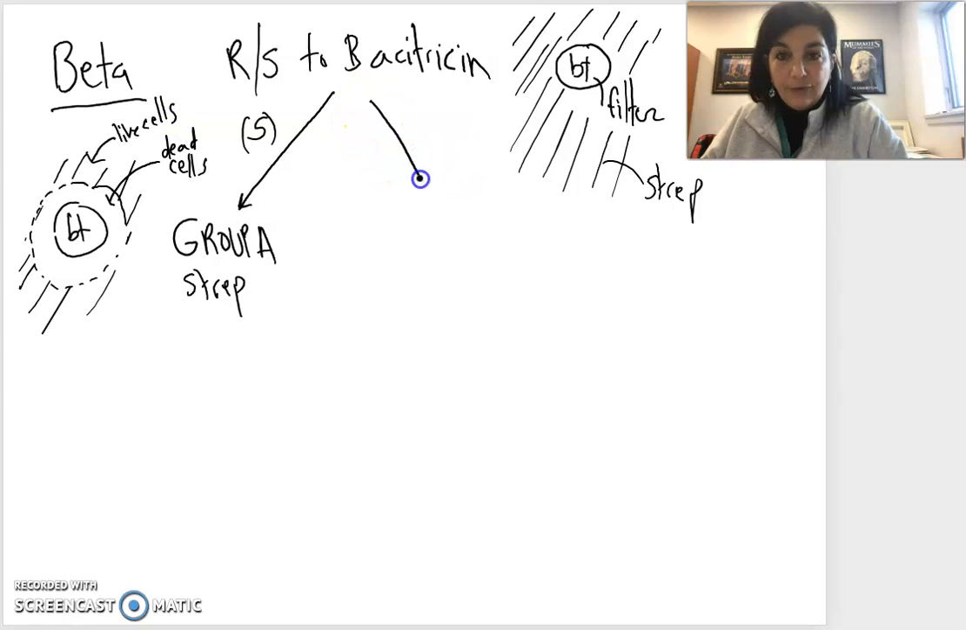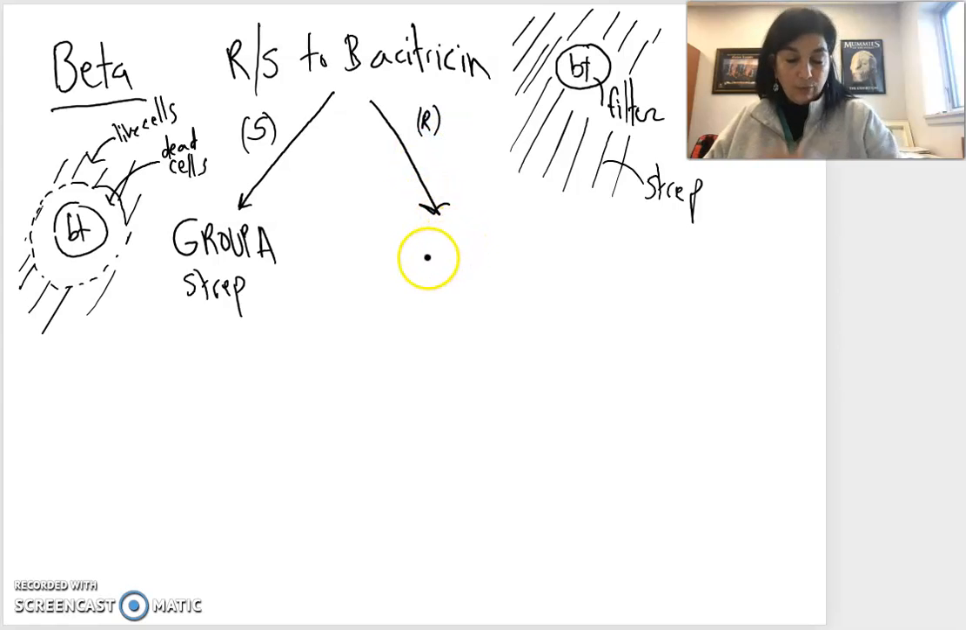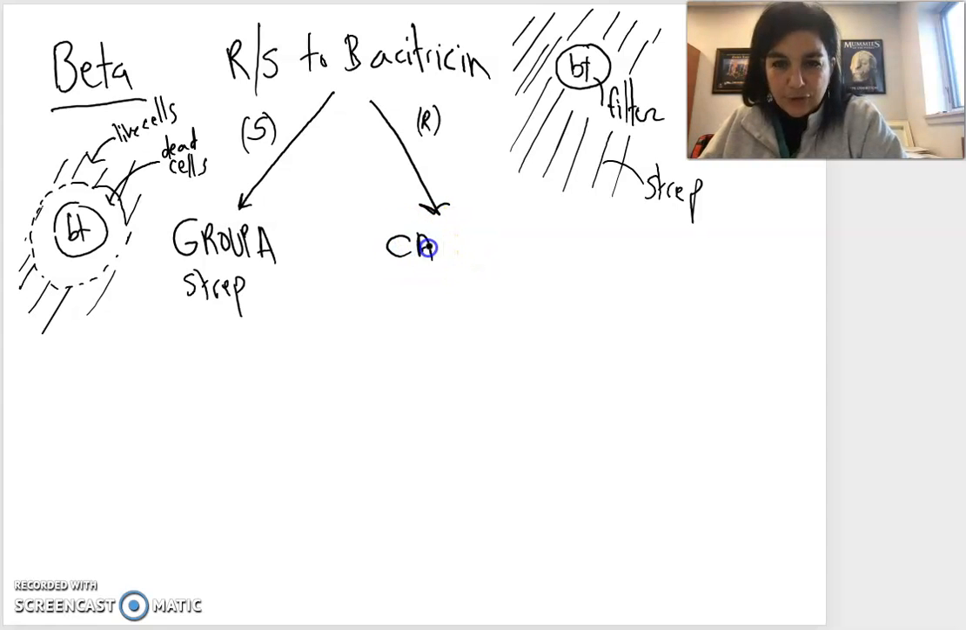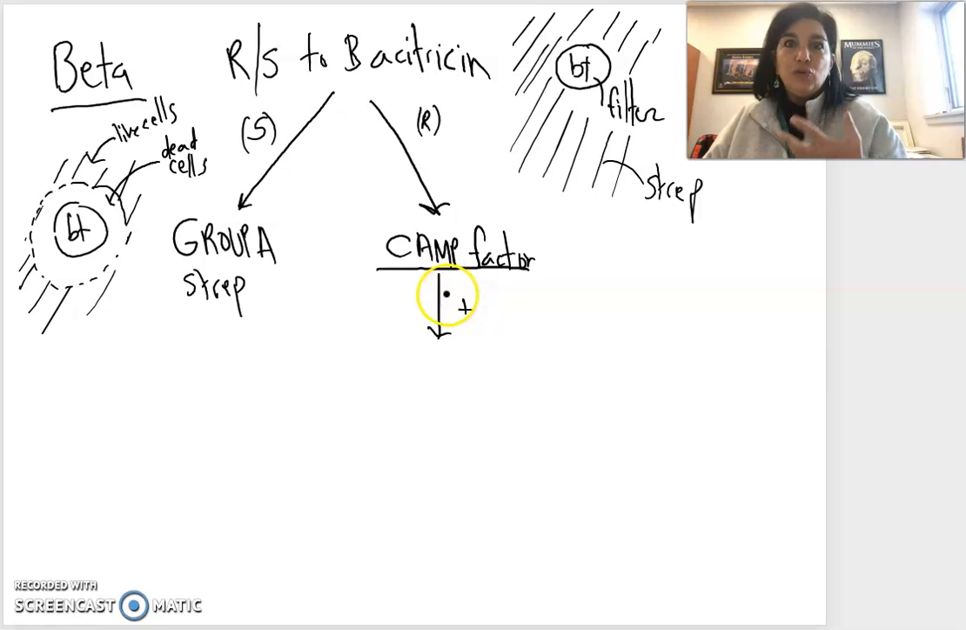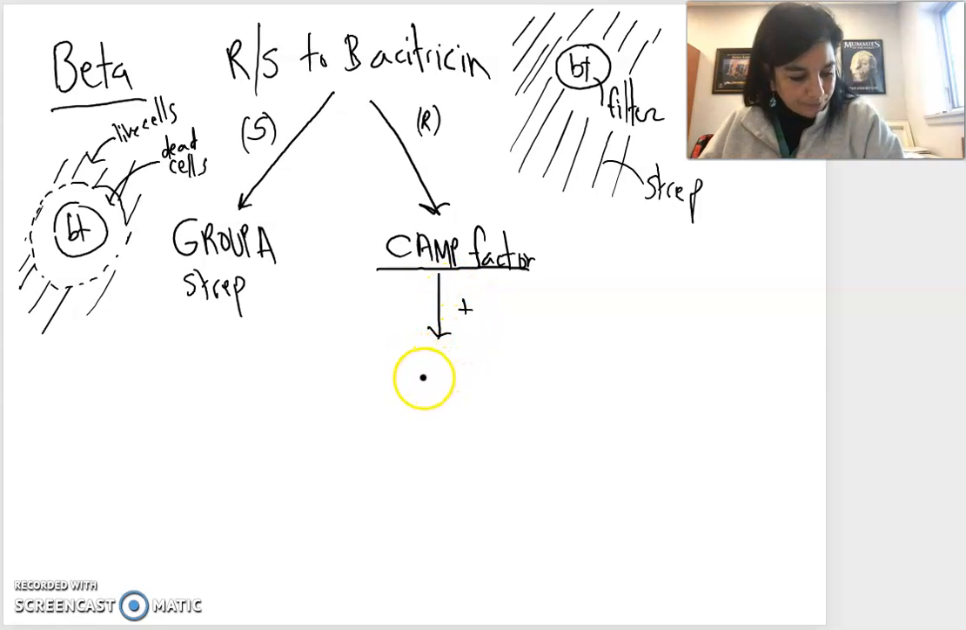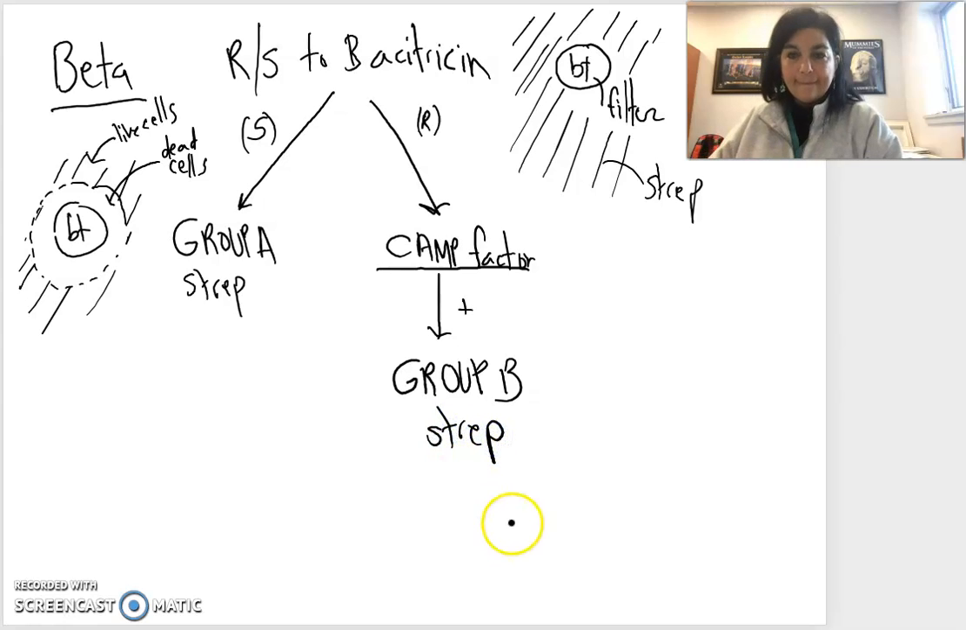Okay, if they are not sensitive, if they are resistant to the antibiotic, we do an additional test that we call the CAMP factor, which I will explain in a different video. The CAMP factor test usually comes out positive. The CAMP factor is a factor that some cells have that makes the hemolysis even stronger. These cells that have this CAMP factor are called group B strep. All right.